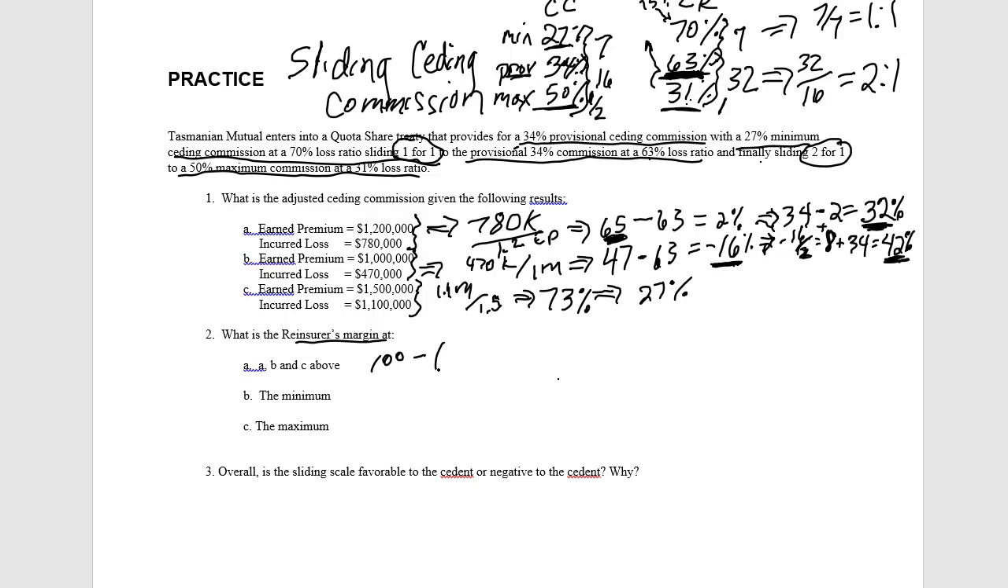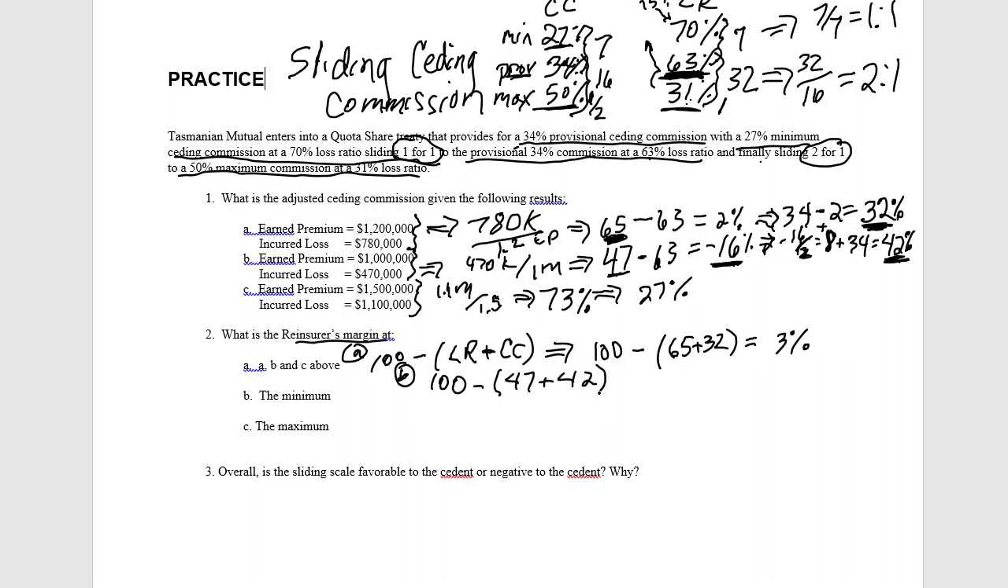as the percentage the cedent pays, loss ratio, plus the ceding commission they pay. So in A, 100 minus the loss ratio of 65 plus the ceding commission of 32, which equals 100 minus 97, or 3%. That's their profit margin. That's A. Now for B, 100 minus the loss ratio, which was 47%, plus 42% the ceding commission.